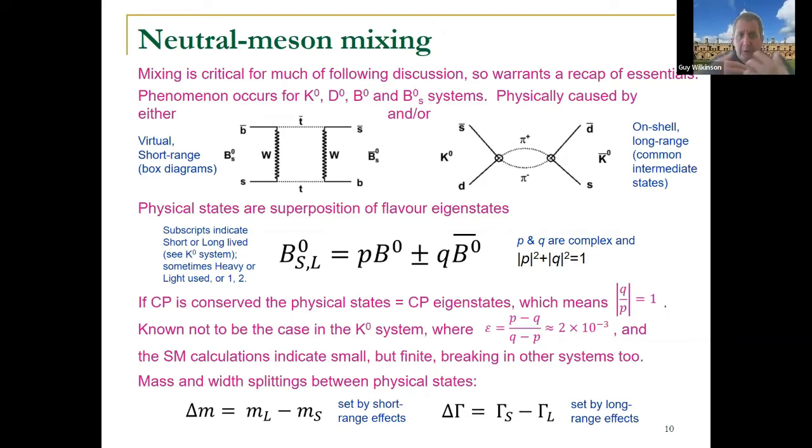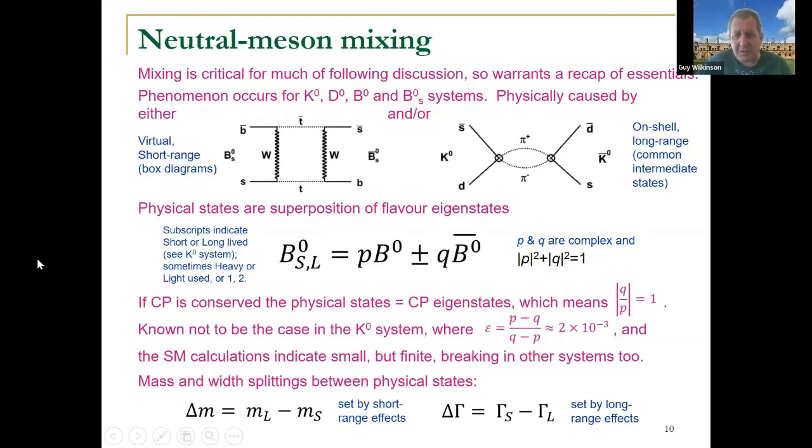So the phenomenon occurs in our neutral-meson systems, for instance, as well as the bees, but also the charm, and I'll be speaking about that tomorrow. And it's physically caused either by these virtual short-range box diagrams or on-shell long-range diagrams. Okay, so the physical states manifest themselves in the B system, we can call them short and long-lived, so they're very, very similar in lifetime, unlike in the kaon system.